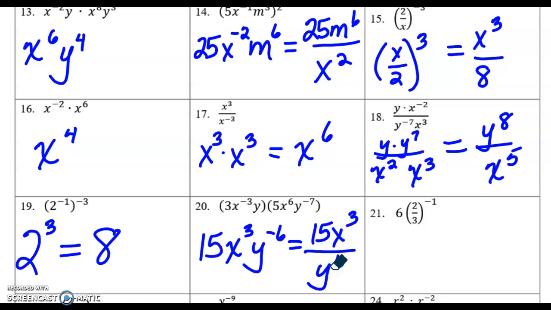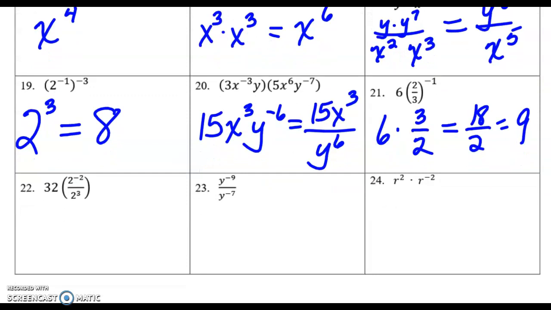Here we have a 6 that's not being raised to anything. This is being raised to the -1 power, and so that means the whole fraction is flipped. When you raise it to a +1, you still get 3 halves. So this would be 6 times 3 halves is 18 halves, which is 9. Okay, interesting problem. And let's just quickly finish.